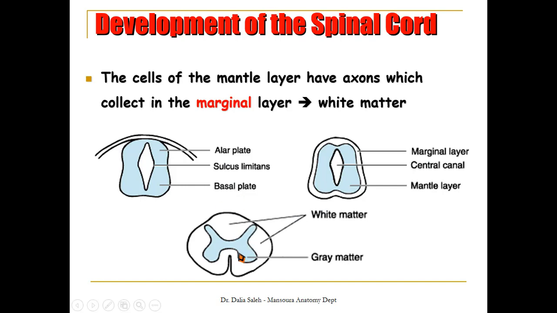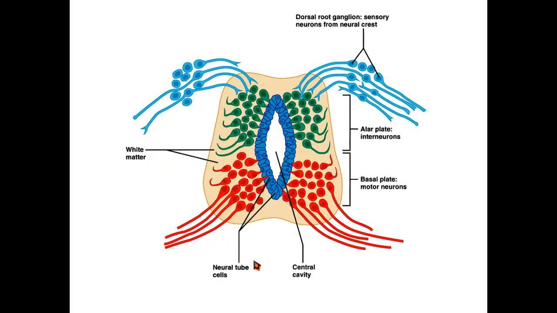And this is the final shape of the cross section in the spinal cord. We have the mantle layer or the gray matter, which looks like the letter H, and around it lies the white matter, which contains the myelinated axons of the spinal cord. Here's another diagram. You can see the central canal lined by ependymal cells. We have here the alar plates, and we have here the basal plates, and from these cells axons will arise.